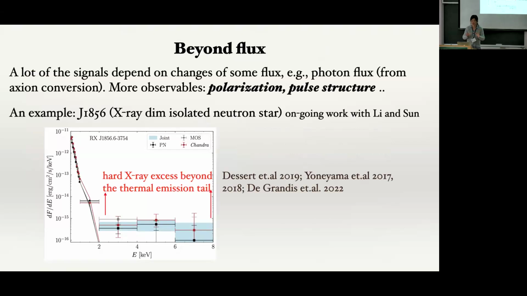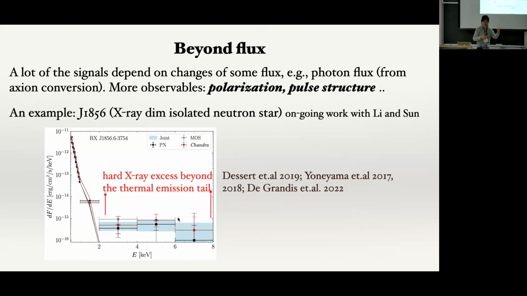I'll give you an example based on my own research, so I know a little bit more about what I talk about. This astrophysical object is J1856, a so-called X-ray dim isolated neutron star. It is the closest neutron star to us to date. What has been pointed out recently by several different groups is that there is a hard X-ray excess in the energy range from 2 to 8 keV for this J1856.